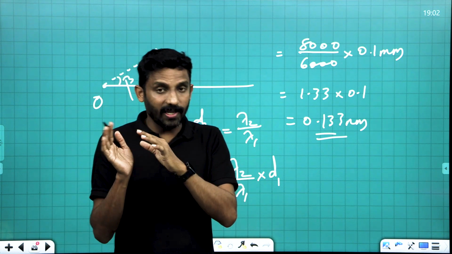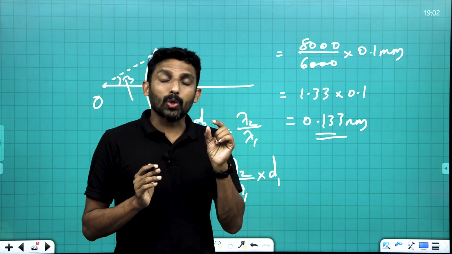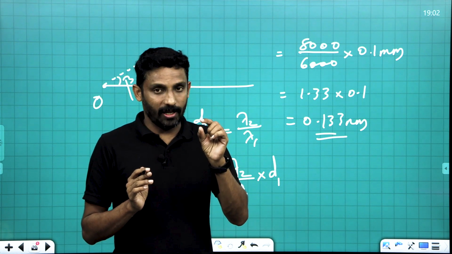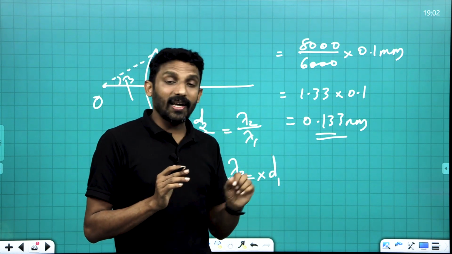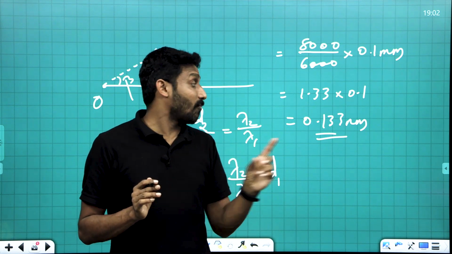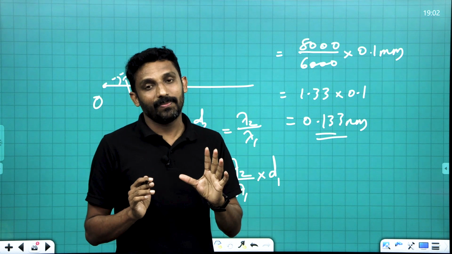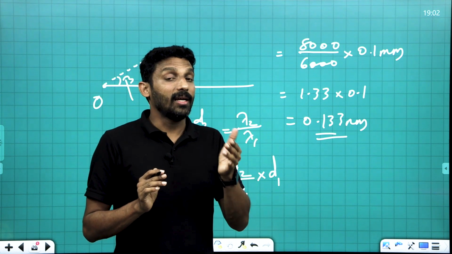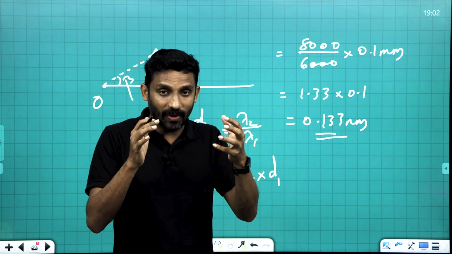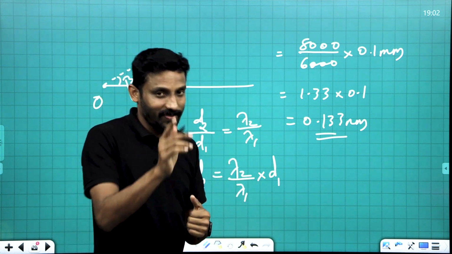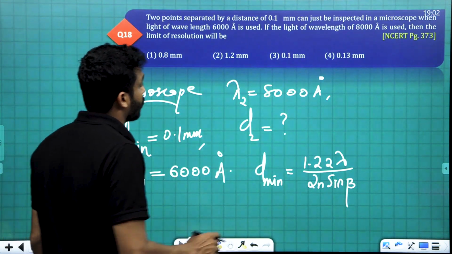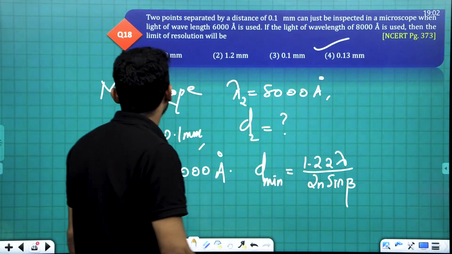In the first case, the microscope can resolve 2 points which are separated 0.1 millimeter away. In the second case, the microscope can only resolve 2 points which are separated 1.33 nm away. So as lambda increases, the limit of resolution increases, meaning the power of resolution is decreased. That's the point. I think you understood it. 0.13 nm is the answer.